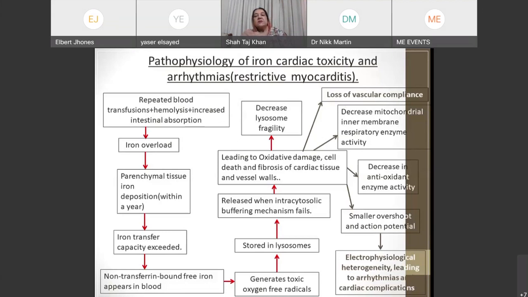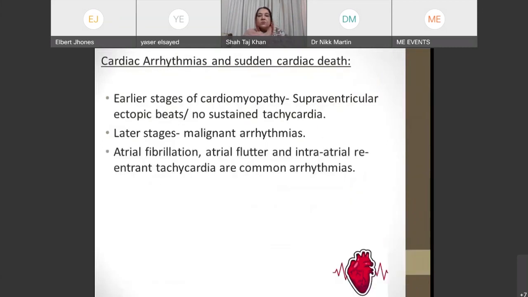And this is very common after at least the age of 10, when the patient is being regularly transfused, and we have to really take care of the patient from the cardiac point of view. So the earlier stages of cardiomyopathy are supraventricular ectopic beats and no sustained tachycardia. In the later stages, there are malignant arrhythmias, and atrial fibrillation, atrial flutter, and intra-atrial reentrant tachycardia are common in these arrhythmias.